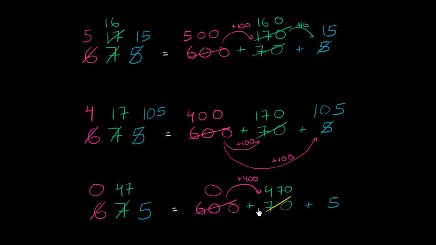And then I still have 200 to give to the ones place. So let me do that. And so that's going to go from 5 to 205. Once again, all I've done is regroup the value in the number 675. Any of these still represent 675. You can add these numbers on the right. They all add up to 675.